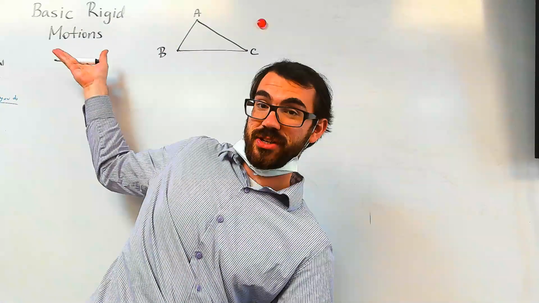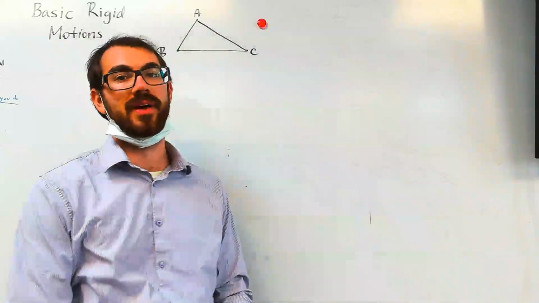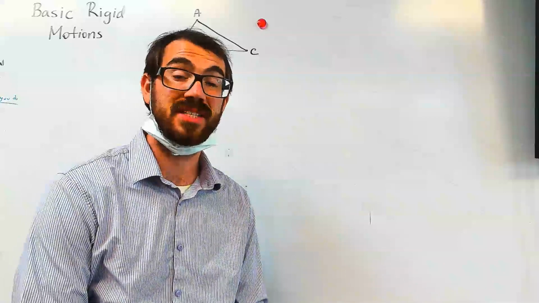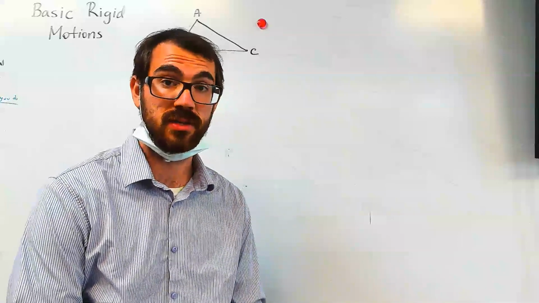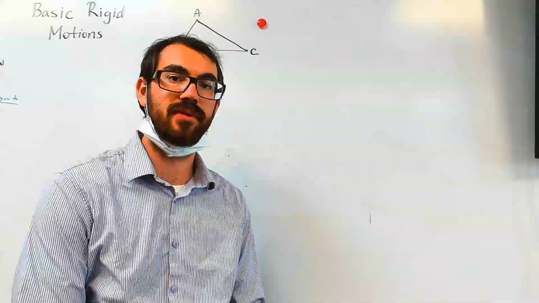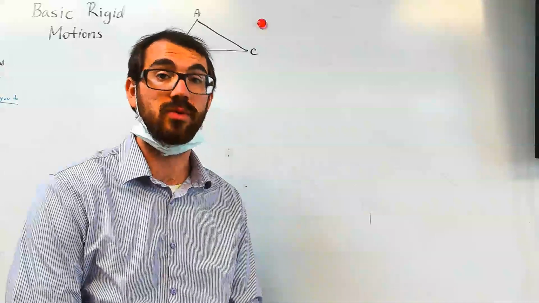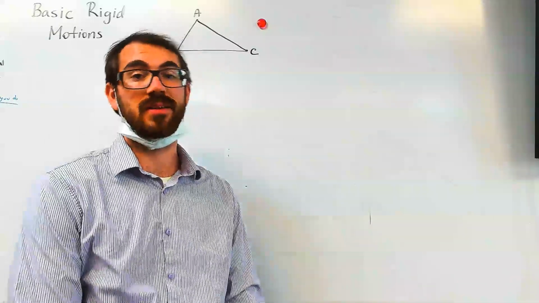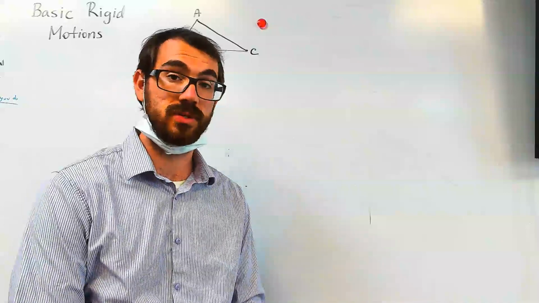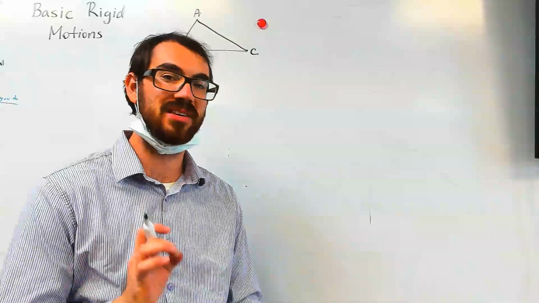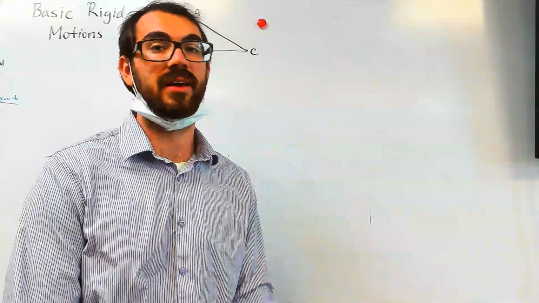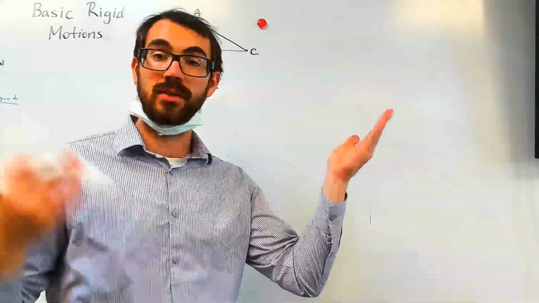Basic rigid motions. You might know them as transformations. We're going to look at very specific transformations. Up until this point, we've learned about rotations, reflections, and translations. Now we're going to learn how to do each of those with very specific instructions so that we were able to tell a friend exactly how we moved something from one point to another.